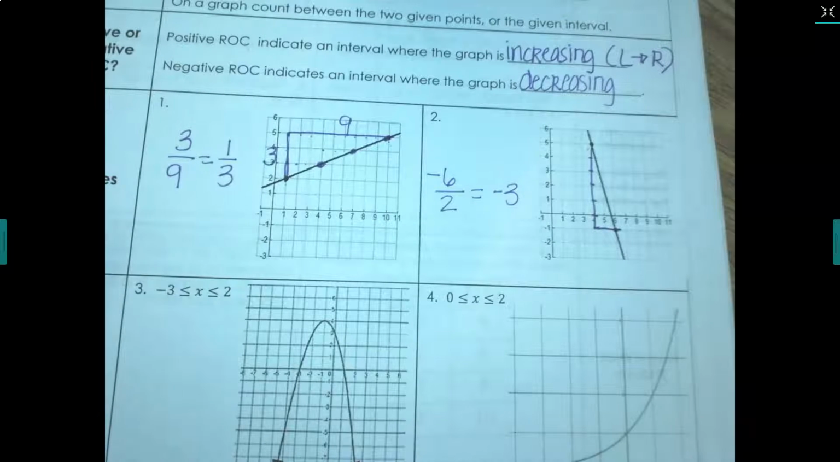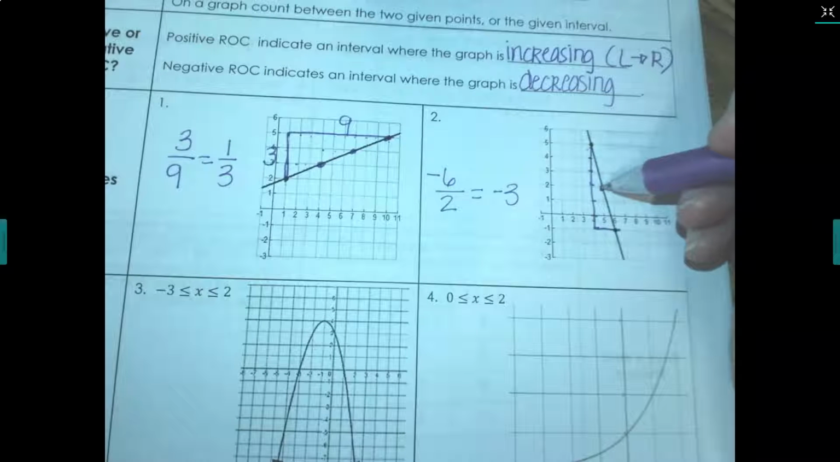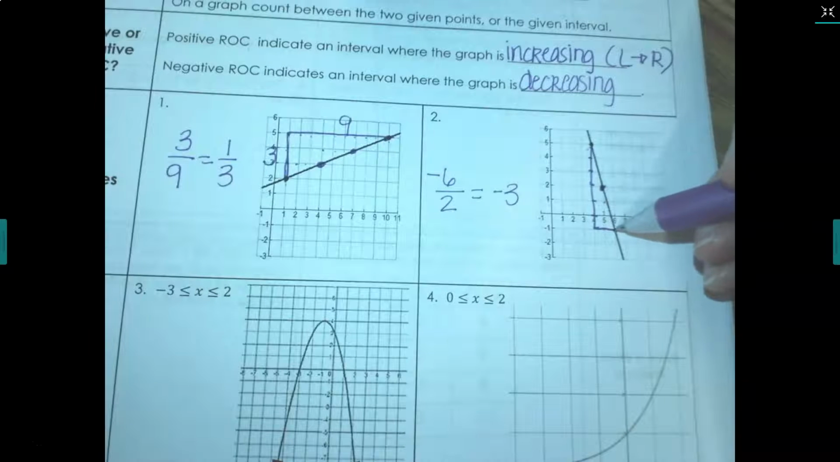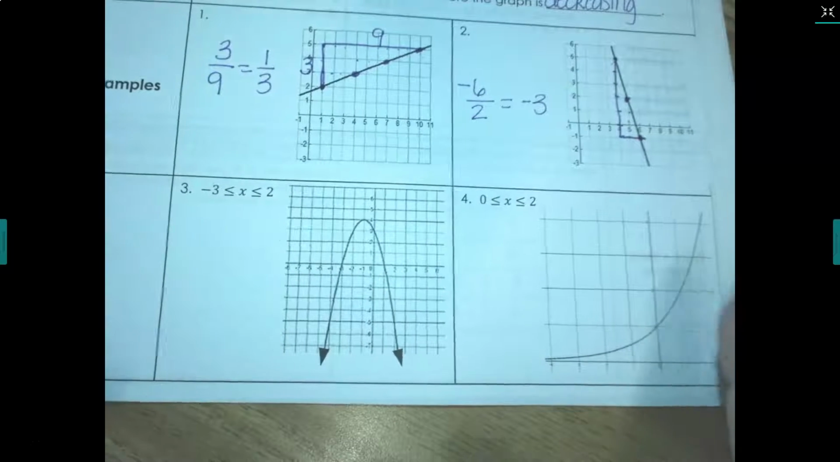Okay, so those are lines. If I count down 1, 2, 3, and right 1, I'm on the graph. Same exact slope, down 3, right 1, I'm on the line. Constant rate of change. But when we have curves, we could have different amounts.